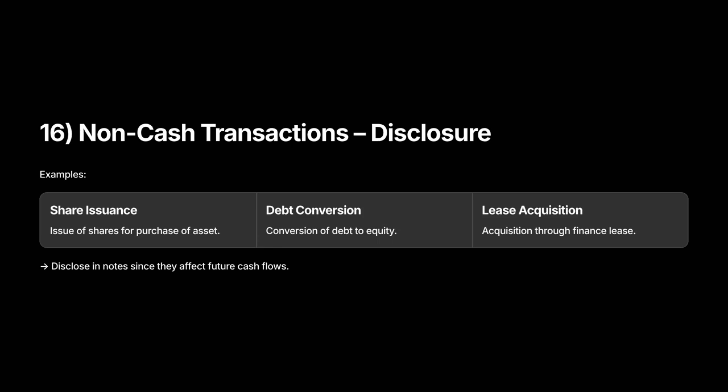Non-cash transactions, disclosure. Non-cash examples: issuing shares to buy assets, converting debt to equity, acquiring an asset with a finance lease. These must be disclosed in notes because while they do not move cash immediately, they affect future cash obligations and financing structure. That's it.